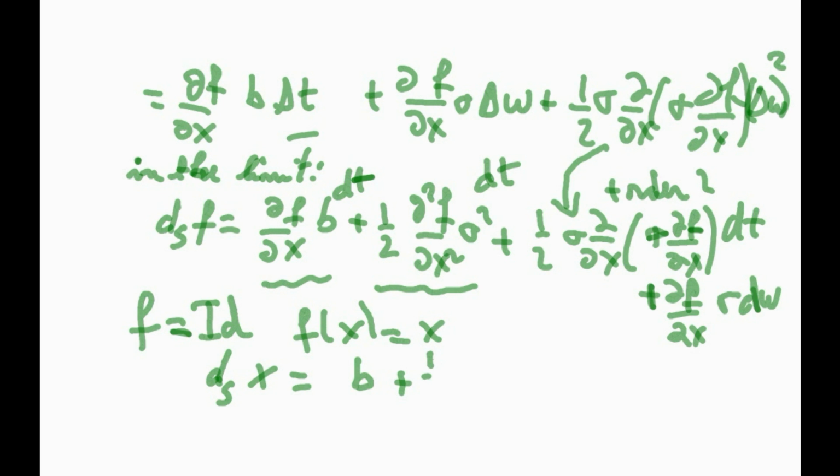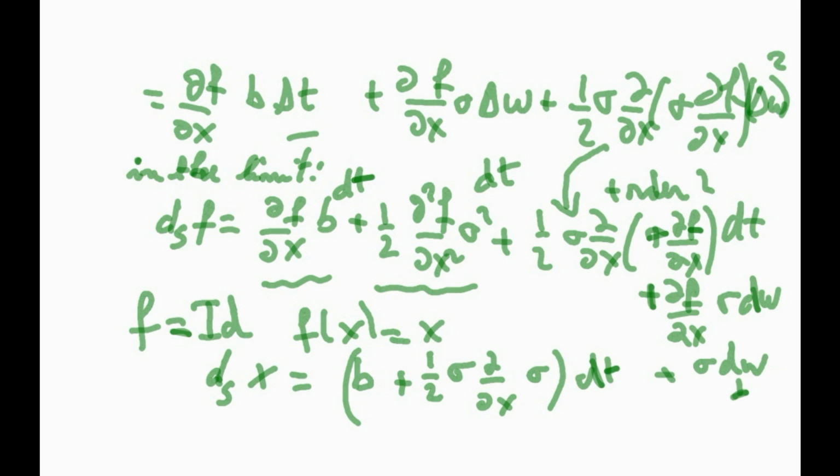I get one term which is 1/2 sigma d sigma/dx, so everything is dt, plus I get sigma d omega, which is the Ito case. So this shows the novelty that we have here. This is this drift term, and it is important because it represents the contribution if we have a diffusion tensor that is not constant.